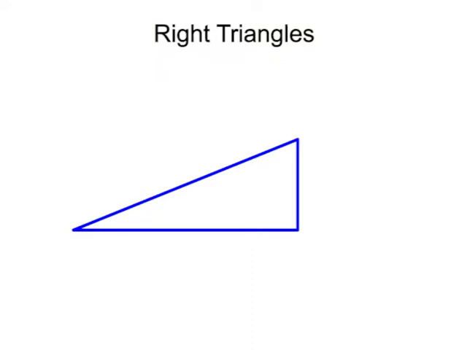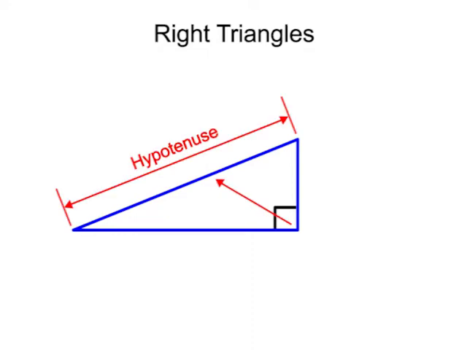A right triangle is any triangle that has one angle equal to 90 degrees, which is called the right angle. The hypotenuse is always the side across from the right angle. When discussing either of the remaining two angles in the triangle, you'll often hear the terms opposite and adjacent applied to the sides of the triangle.